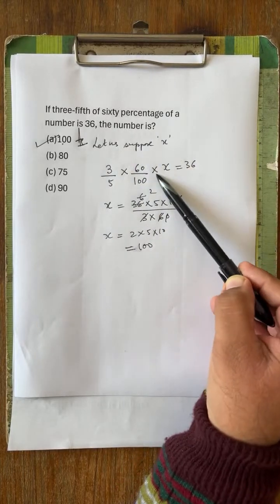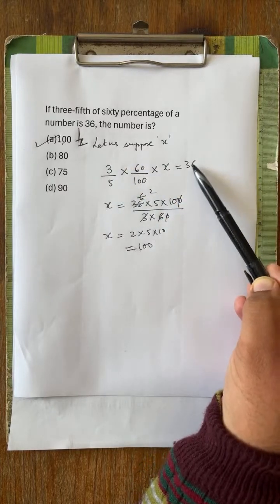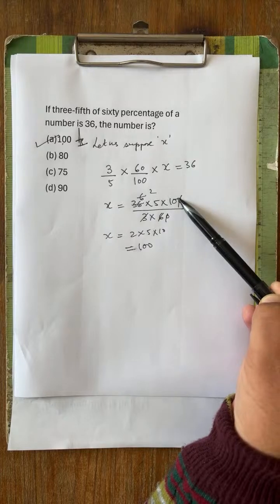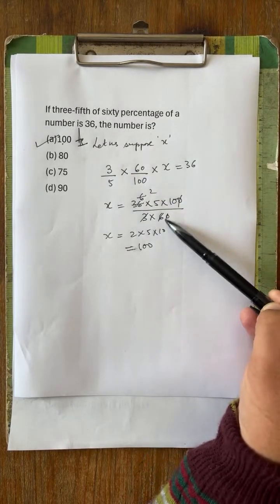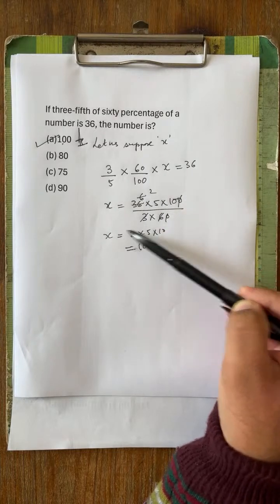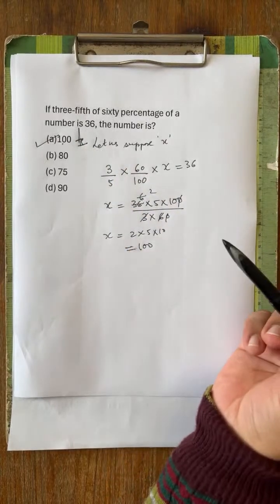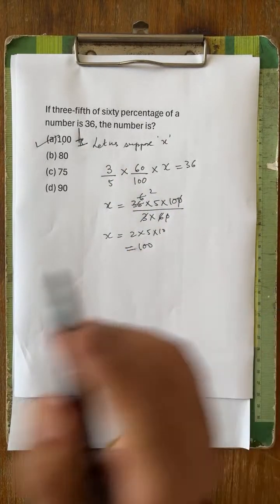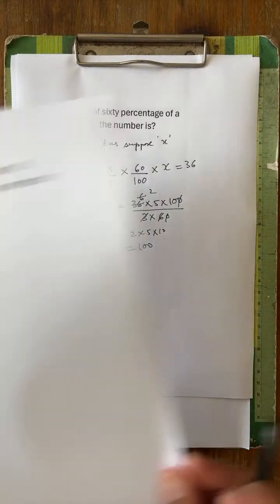Now in order to find x, we have taken this denominator, 36 into 5 into 100, and the numerator into denominator 3 into 60. We cancel the terms and solve it. We get our answer as x is equal to 100. So option A, 100, will be our answer. Moving to the next question. Question number 3.